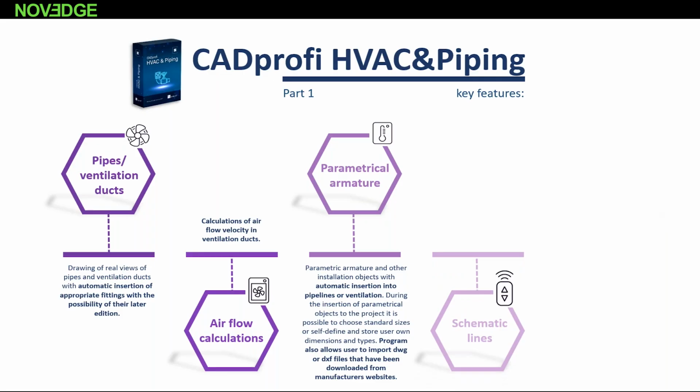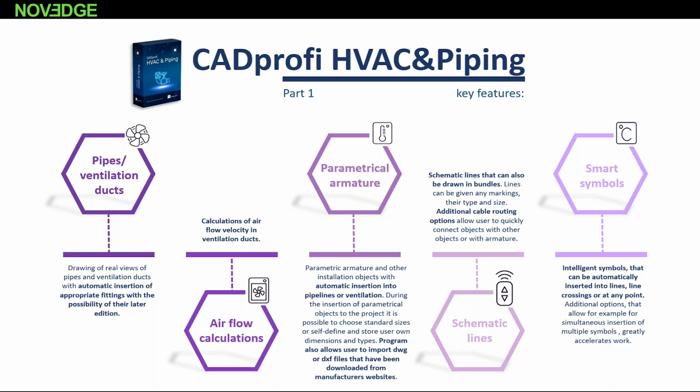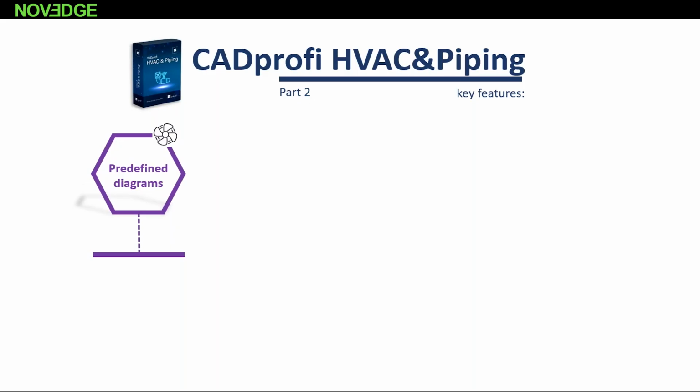Besides that, in CADprofi HVAC and piping, we have schematic lines that can also be drawn in bundles. Lines can be given any markings, type and size, and additional cable routing options allow the user to quickly connect objects with other objects or with armature. We have a lot of smart, intelligent symbols that can be automatically inserted into lines, like line crossings, or at any point. Additionally, options that allow, for example, simultaneous insertion of multiple symbols greatly accelerate work. And the other key features are predefined diagrams.